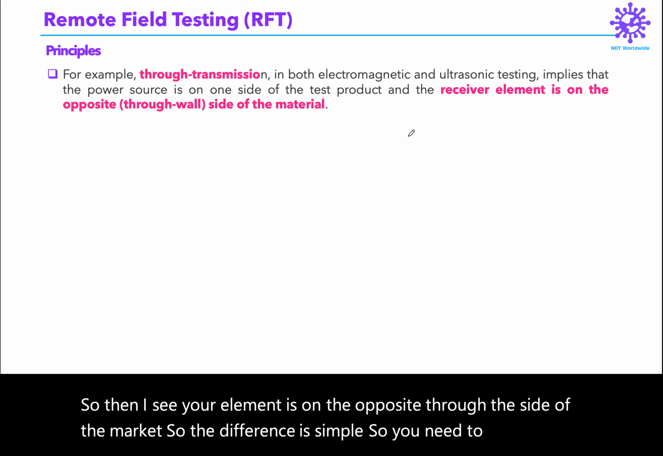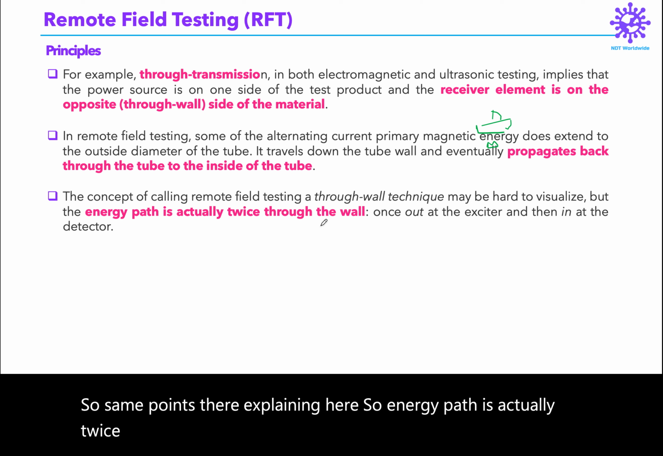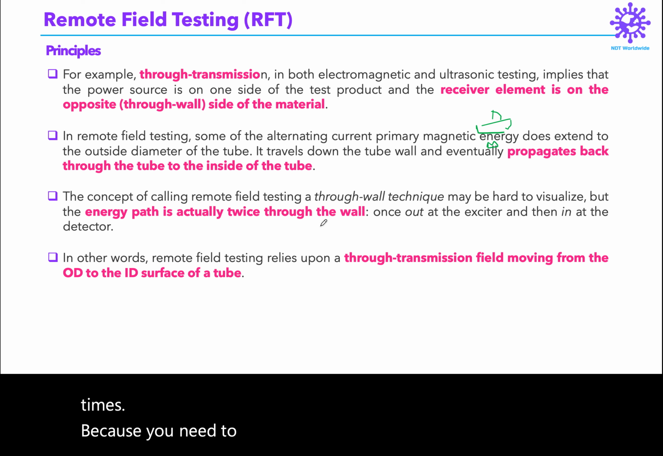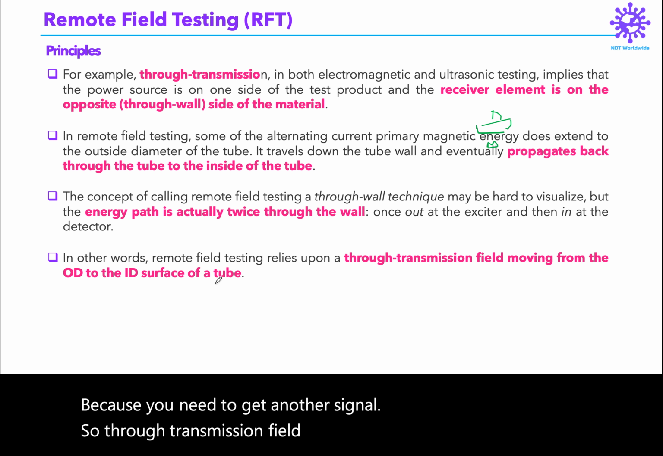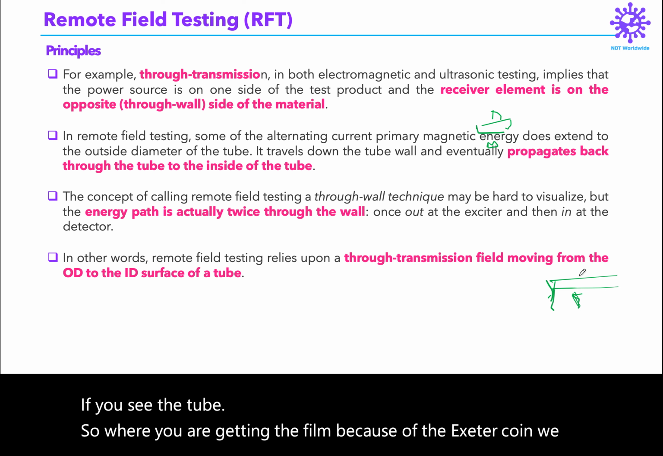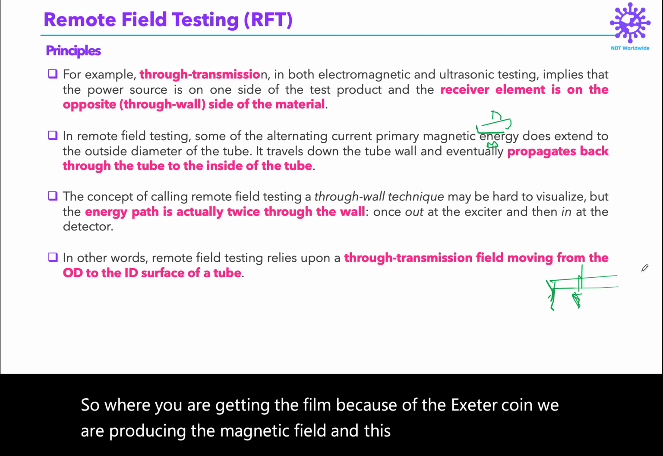Okay, so the same points they are explaining here. The energy path is actually twice the wall, so it is traveling through the tube wall thickness two times because you need to get the signal. So in through transmission, the field is moving from the OD to the OD surface of the tube, because the exciter coil is producing the magnetic field, and this magnetic field is passing through the thickness and re-entering.